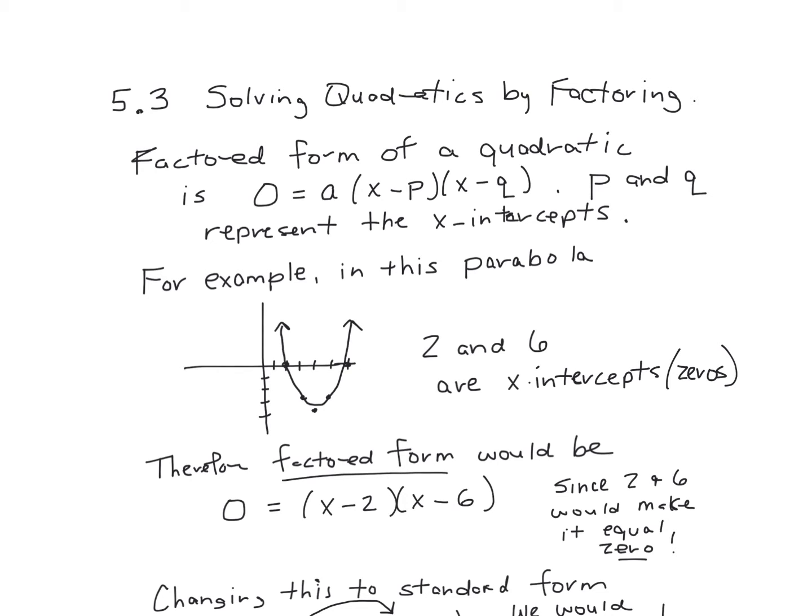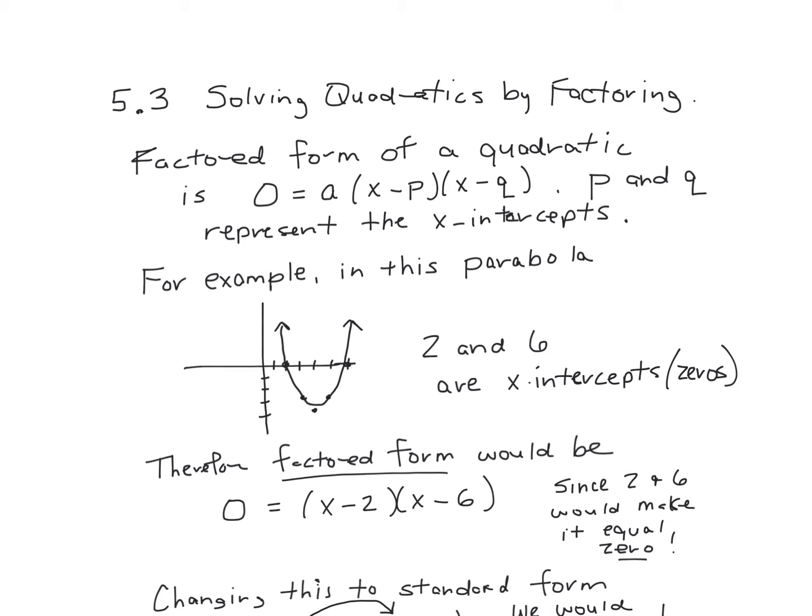Lesson 5.3, we're going to be solving quadratics by factoring. And we'll spend a few days on this lesson. First of all, the factored form of a quadratic is 0 equals a, and that is our normal a value, and then x minus p times x minus q. And then p and q, a positive p and q, would represent the x-intercepts.